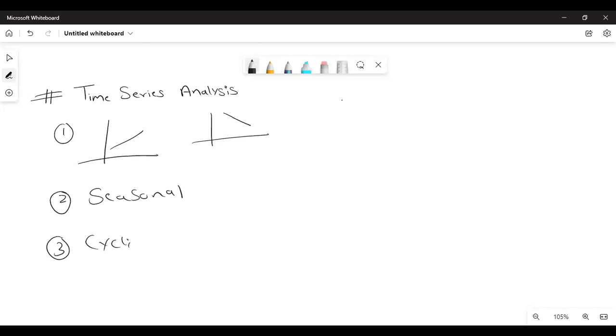Then we have cyclical. Anyone, what is cyclical? A pattern which repeats multiple times, more than one. In one complete cycle or more than one complete cycle. Then we have random. Clear? Anyone have any question? Shall I move forward? So I just teach it till here.